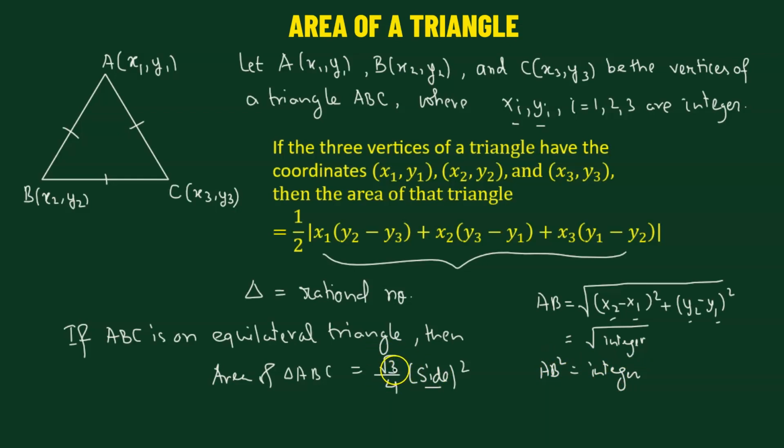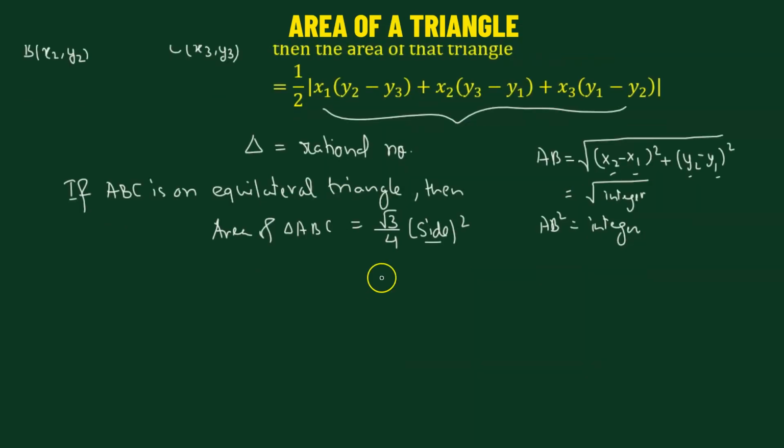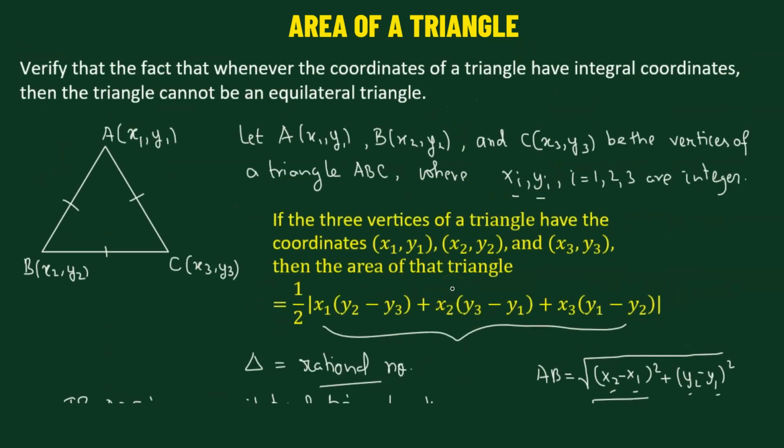Square root of 3 means it's an irrational number, which means that we have an irrational number coming out as the area of the equilateral triangle ABC. But we said that if we choose the coordinates as integer values, then the area is always going to be a rational number, whereas for an equilateral triangle, the area always comes out to be an irrational number. So that would mean that if the coordinates of the vertices of a triangle are integer values, then that triangle can never be an equilateral triangle, hence proved.